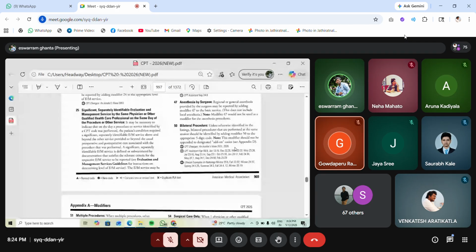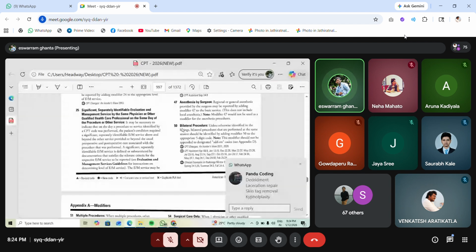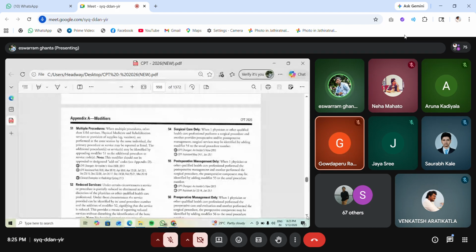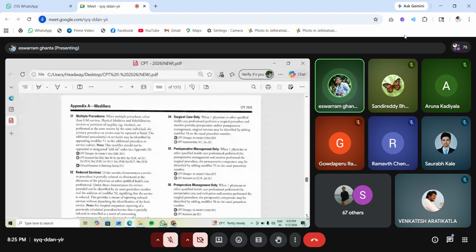There is one more guideline for this: for the add-on codes we do not use this modifier. This modifier should not be appended to designated add-on codes. What is the symbol for add-on codes? Yesterday we discussed it: the plus symbol. Any code having a plus symbol is considered an add-on code. For add-on codes, we do not use the 50 modifier. That is also an important thing.